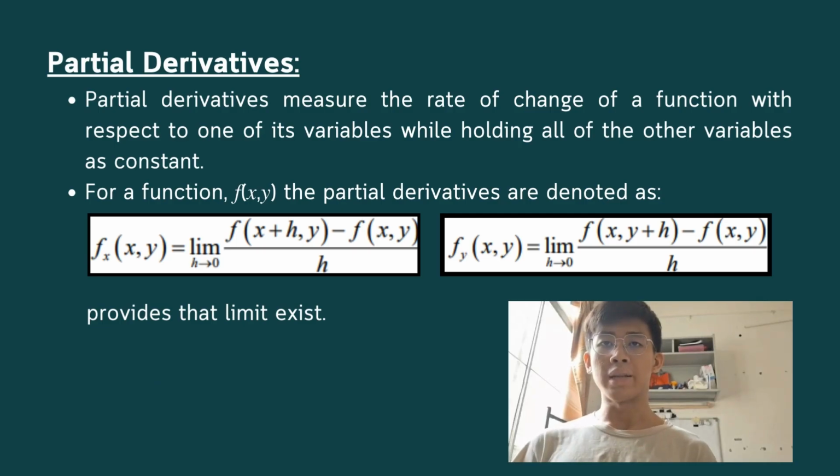Key concept: partial derivative. A partial derivative measures the rate of change of a function with respect to one of its variables while holding all of the other variables constant. For a function f(x, y), the partial derivatives are denoted as fx(x, y) equal to the limit as h goes to 0 of f(x + h, y) minus f(x, y) divided by h, and also fy(x, y) equal to the limit as h goes to 0 of f(x, y + h) minus f(x, y) divided by h, provided that the limit exists.